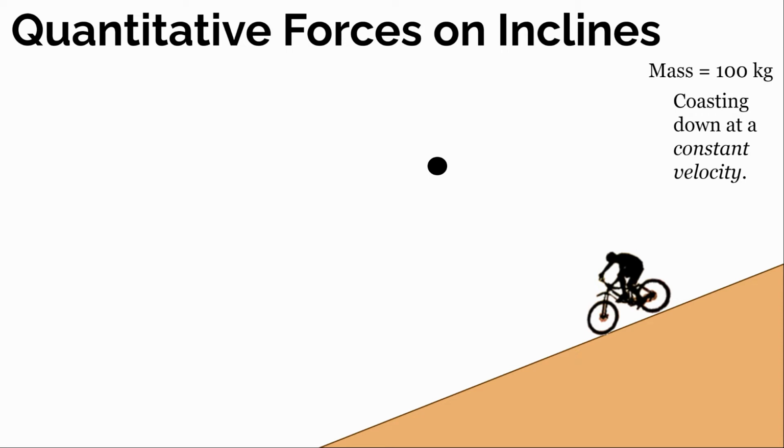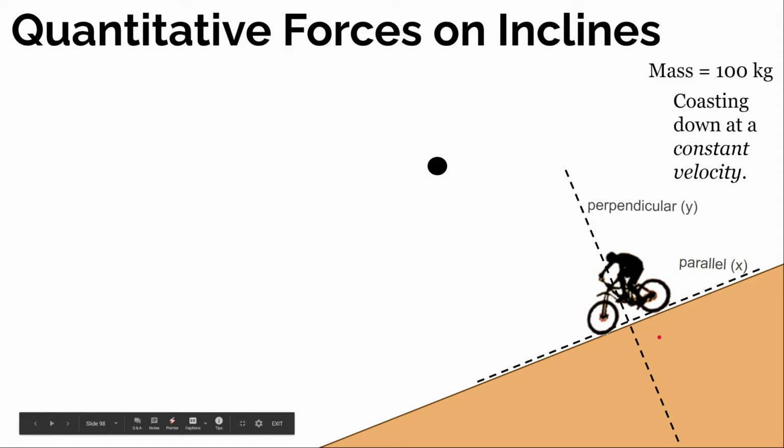Okay, the last example we're going to talk about is probably the hardest one, which is figuring out the quantitative forces for an object on an incline or ramp. So let's take the situation where there's a mountain biker, and let's say the mountain biker and the bike together have a combined mass of 100 kilograms. Let's say they're coasting down this incline at a constant velocity. So we know the sum of the forces in all directions is 0. Let's see if we can make a quantitative force diagram using everything that we know for this situation.